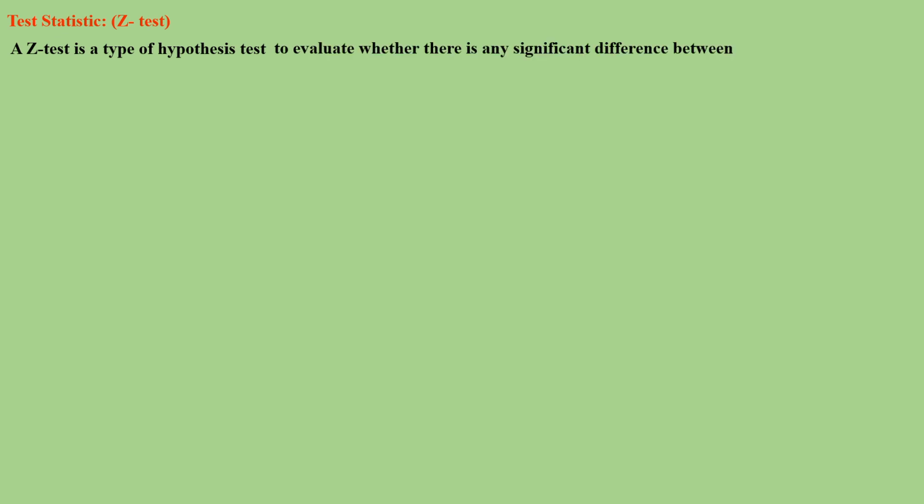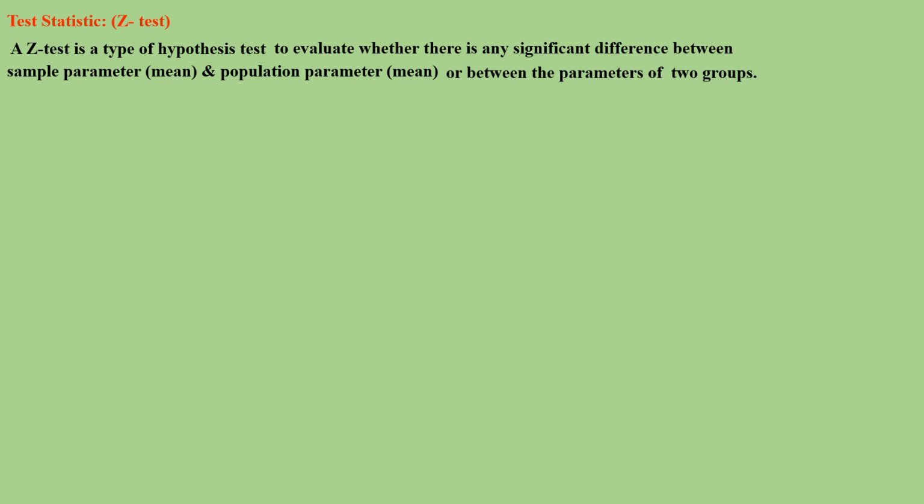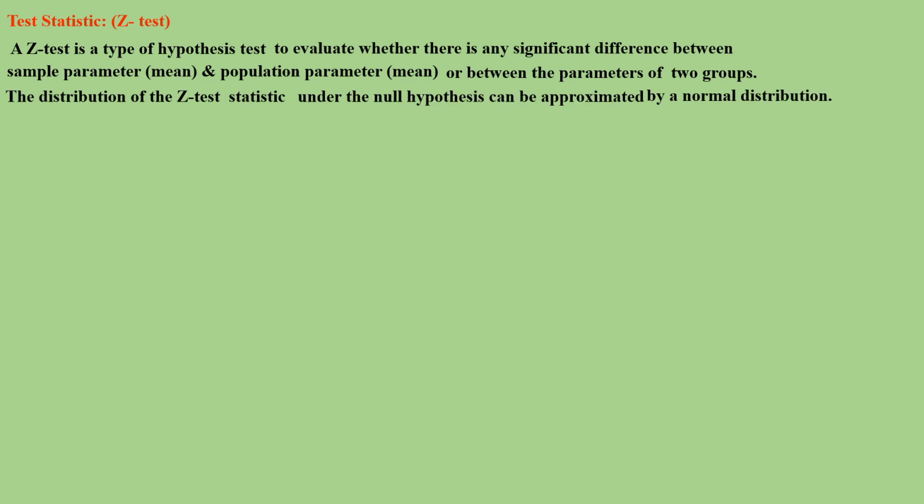So first we are going to define the test statistic, that is the Z test. A Z test is a type of hypothesis test to evaluate whether there is any significant difference between a sample parameter, meaning sample mean, standard deviation, etc., and a population parameter, mean, standard deviation, etc., or between the parameters of two groups. The distribution of the Z test statistic under the null hypothesis can be approximated by a normal distribution. Always we are taking normal distribution for this test, right?